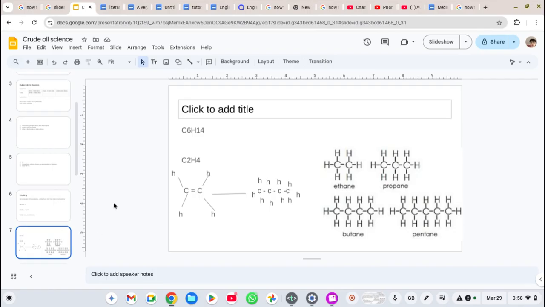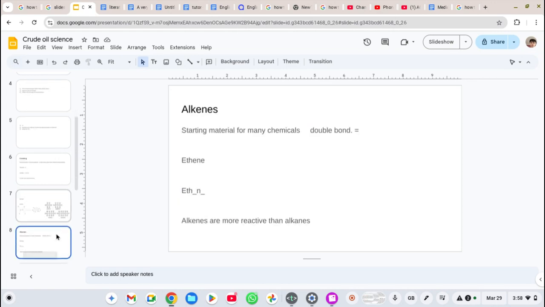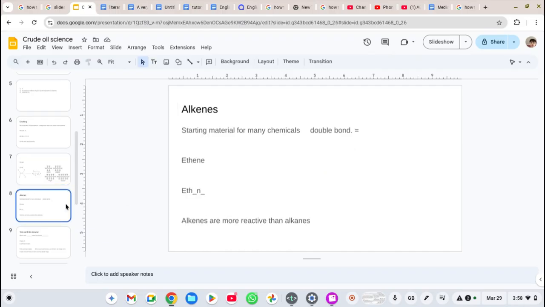You can see this equal sign here, which I think I talked about on the other slide. No, I didn't. Yeah, this equal sign is like bonds or something, so that when they're bonded together, doubly bonded, that's what it is. They're doubly bonded. Now, alkenes are the starting material for many chemicals.